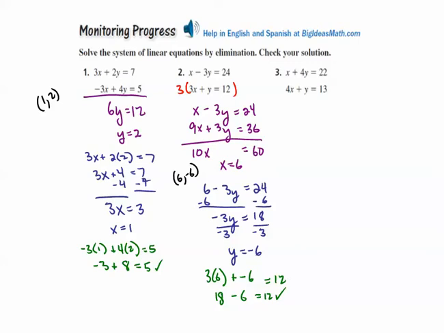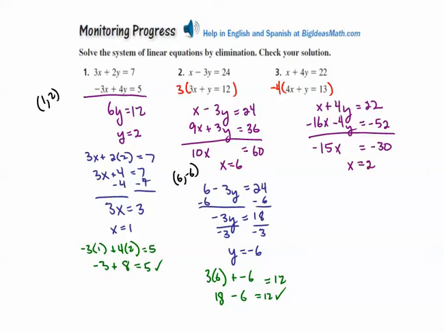With the third set of equations, again, I'm going to either have to multiply the top or the bottom by a negative 4, and when I do, I bring down the first equation, x plus 4y is equal to 22, and then negative 16x minus 4y is equal to negative 52, and adding down I get negative 15x is equal to negative 30, so x is equal to 2.